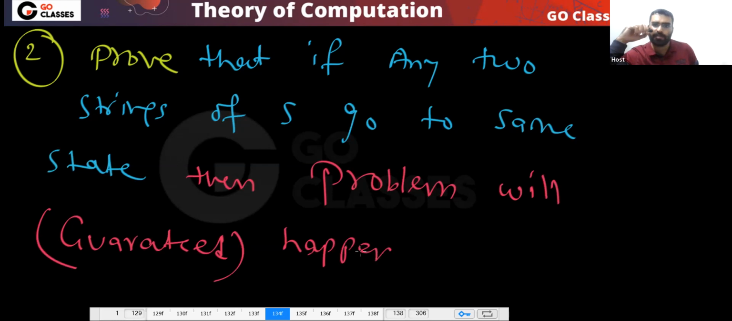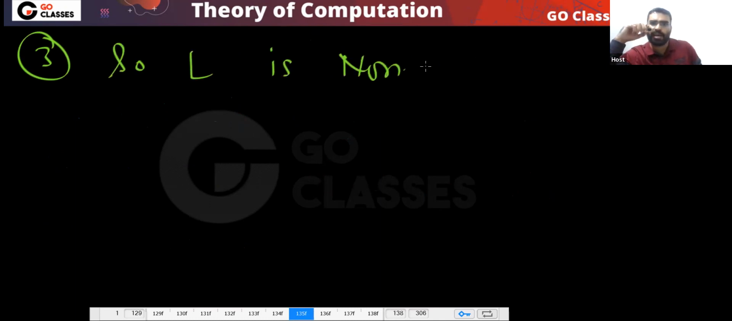The problem will be guaranteed to happen, and then that's it. So the third thing is, L is non-regular because L has no DFA.